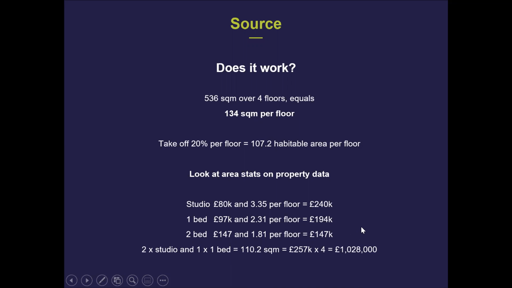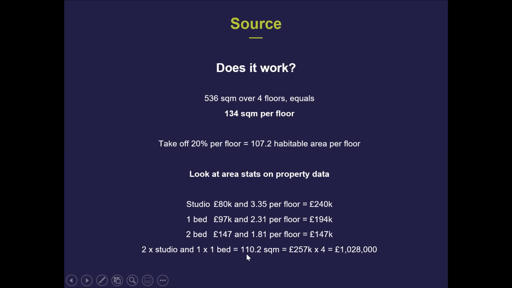However, what you can do is you don't need to commit to any one of those exits. You can use a combination. So you could do 2 studios and 1 bed, which would use 110 square meters. Now that would generate £257,000 per floor, which is, as you can see, the best GDV. And over 4 floors, it means that property is now worth 1.028 million.